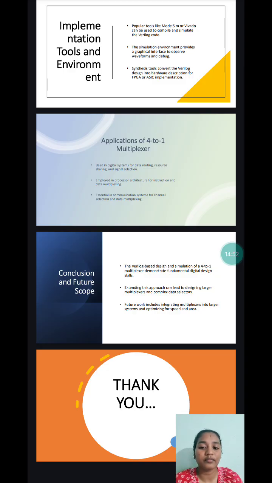Conclusion and future scope. Finally, I conclude that the Verilog-based design and simulation of a 4:1 multiplexer demonstrate fundamental digital design skills. Extending this approach can lead to designing larger multiplexers and complex data selectors. Future work includes integrating multiplexers into larger systems and optimizing for speed and area.